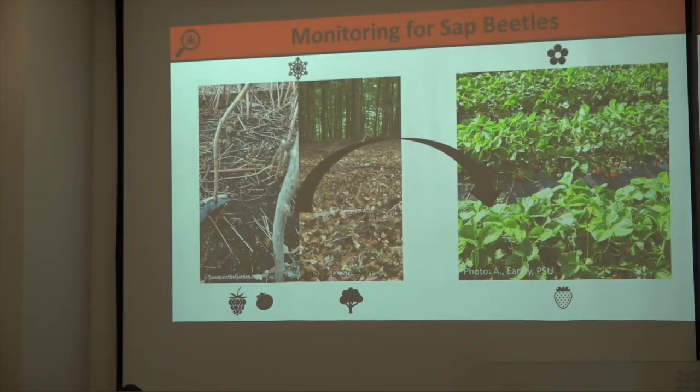Sap beetles overwinter in leaf litter and debris. They tend to overwinter in woods. They have a broad host range beyond strawberries. Oftentimes what happens is as they're moving through crops over the season, some of the last crops they're in are raspberries and blackberries, or they've moved into fruits in the woods. And so they'll overwinter underneath leaf litter in the woods or below perennial crops. And then in the spring, they come into strawberries.